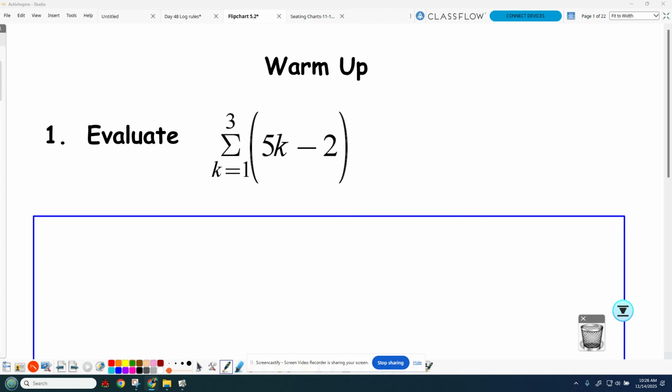So it always depends what they did last year. You guys did see this notation in pre-cal? I did. Okay, you did not. I did. You did. Okay. Computer science people, do you see this notation anywhere? Not really. Oh my goodness. In computer science, we used it a lot. They're for loops.